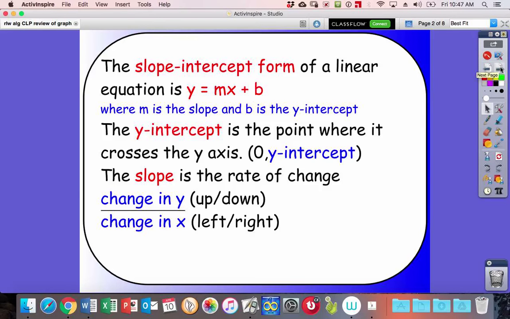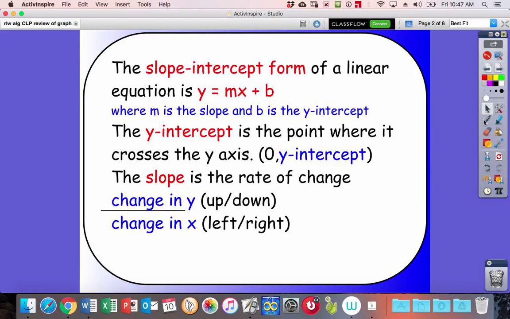Okay, the slope-intercept form of a linear equation has to look like this, where y is all by itself. The y-intercept is right here. It's a constant. If you put in a 0 for x, this would become 0 and it tells you what y is. So it's like you're setting x to be 0 and then it gives you your y-intercept.